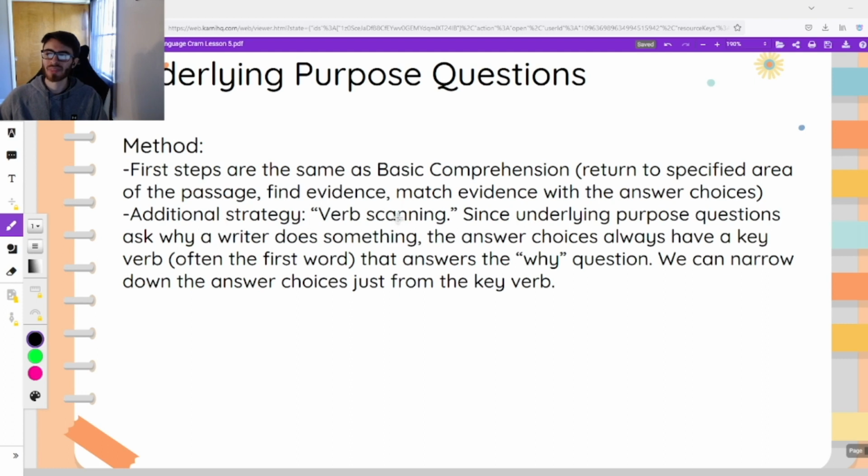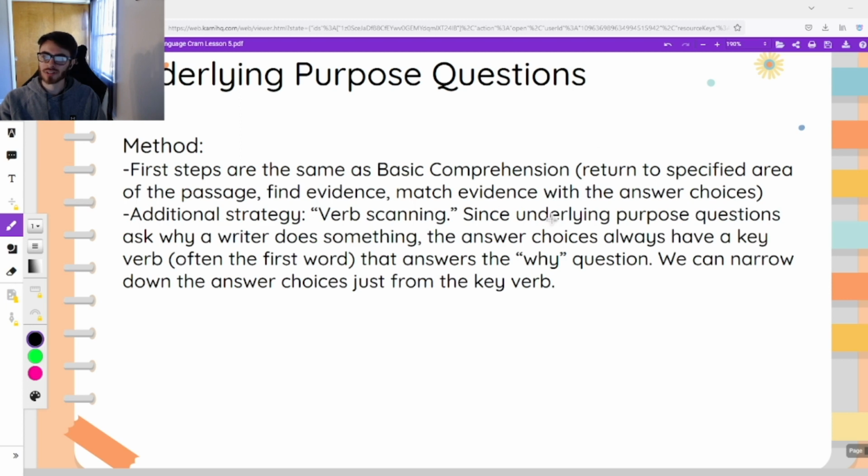So the first steps are the same as basic comprehension, right? We're still returning to the specified area of the passage because it's going to tell us where in the passage we're looking for underlying purpose every time. So we're going to return to that area of the passage. We are going to scan for what the question's asking about. We're going to find evidence, and we're going to match that evidence with the answer choices. But we do have one additional strategy here, and that is our verb scanning strategy.